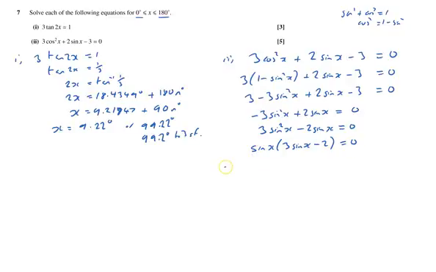Something times something is 0. So either sine x equals 0, or 3 sine x minus 2 equals 0. So that means that x equals sine to the minus 1 of 0. And so x equals sine to the minus 1 of 0 is 0. But for sine, you get that, or 180 minus 0. And each of those repeats every 360n.